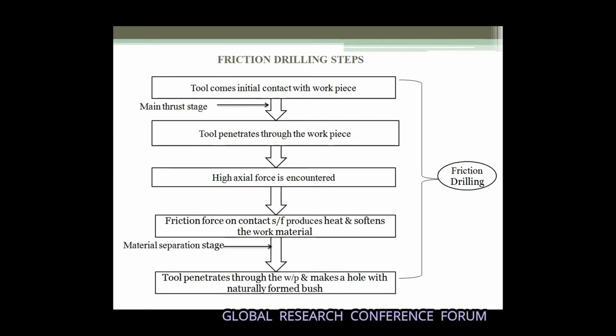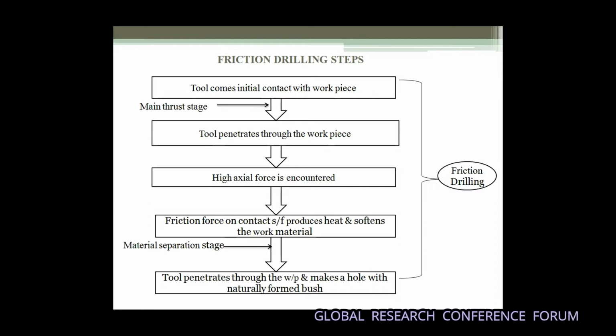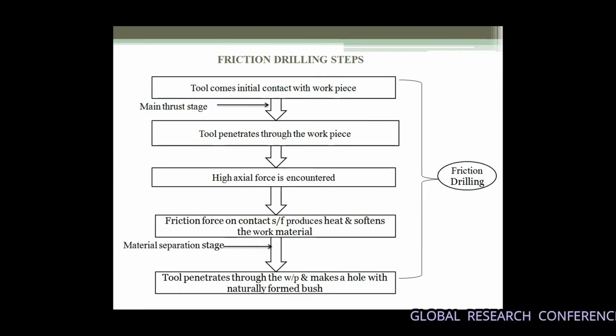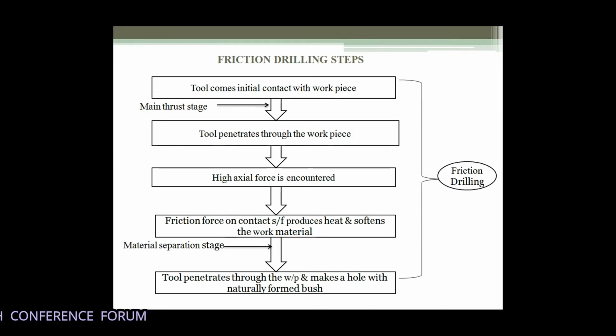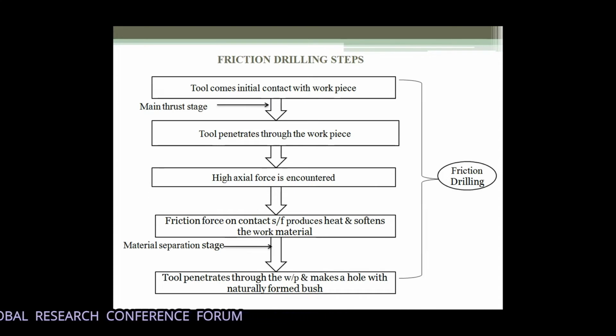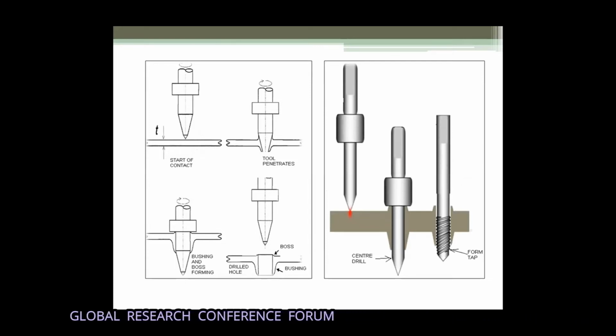So how does the drilling initiate? Initially the conical tool comes in contact with the workpiece, and because of the thrust stage, the tool penetrates the workpiece. Because of the high axial force, the friction force in contact with the surface produces heat and softens the work material, and the material separation stage comes into picture. The tool then penetrates through the workpiece and makes the hole with a naturally formed bush. This is how we carry out the friction drilling process.